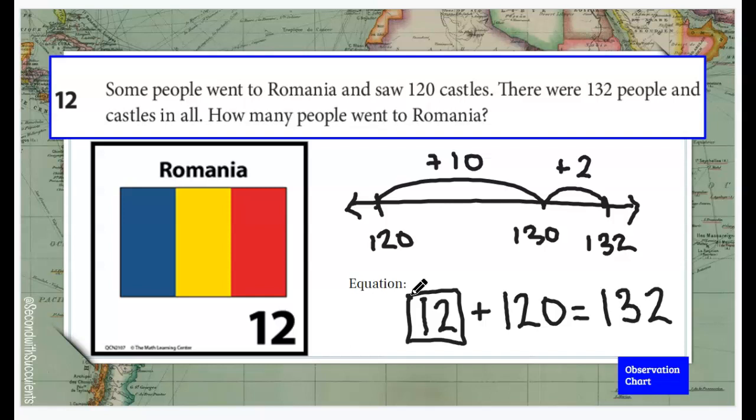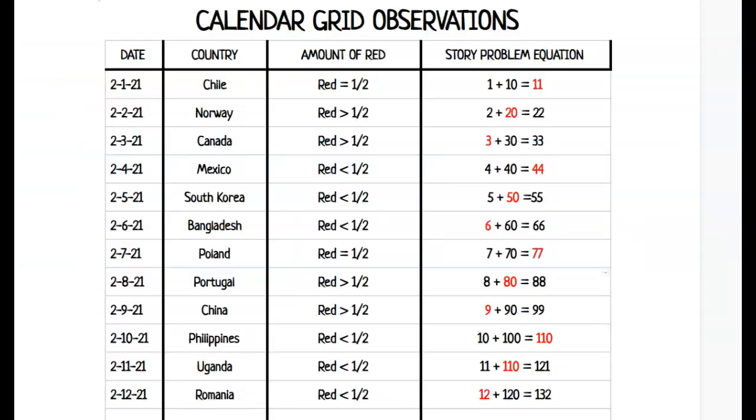Let's jump to our calendar grid observation chart and see if there's any more patterns we notice today. Now think about some of the patterns we've already talked about. Did any of those patterns continue? Are you noticing any new patterns? Take a moment to think.